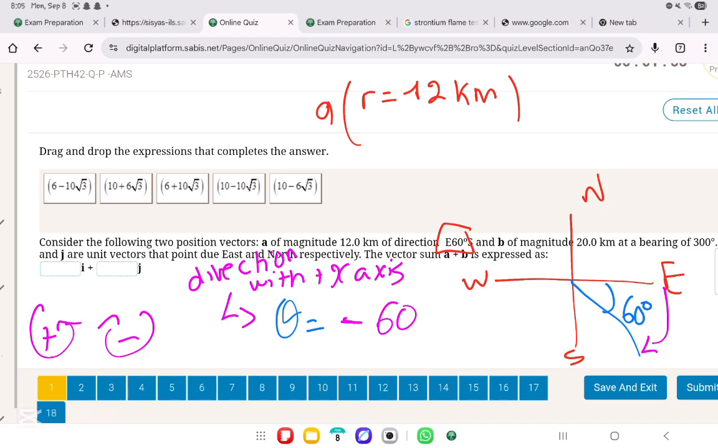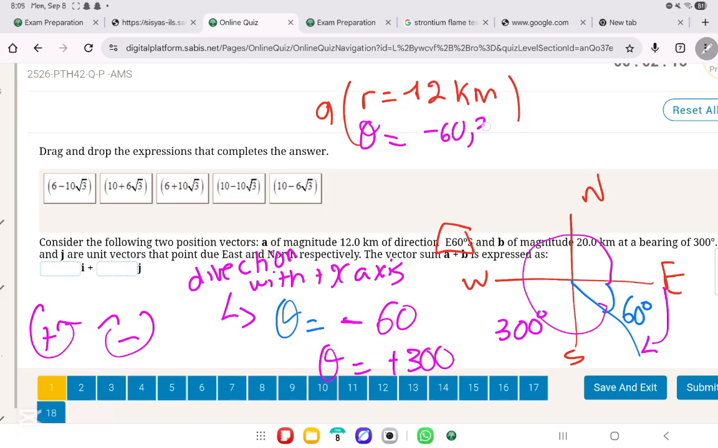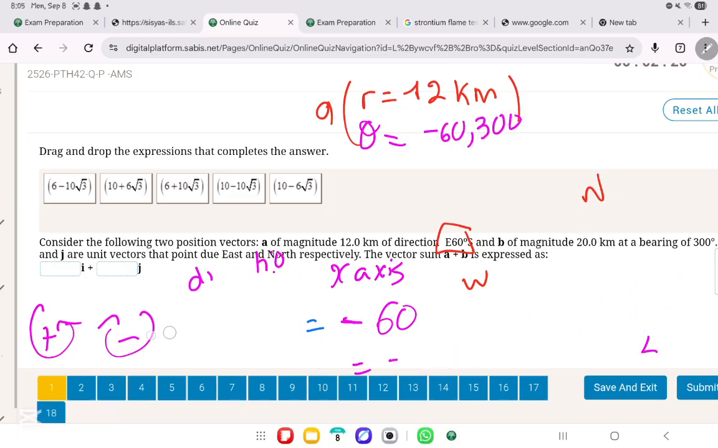So you could write it as minus 60, or theta is also equal to 300, because it's going counterclockwise, we will give it a plus sign, plus 300. That means for A, theta is either minus 60 or 300, okay? Now let me just erase this.